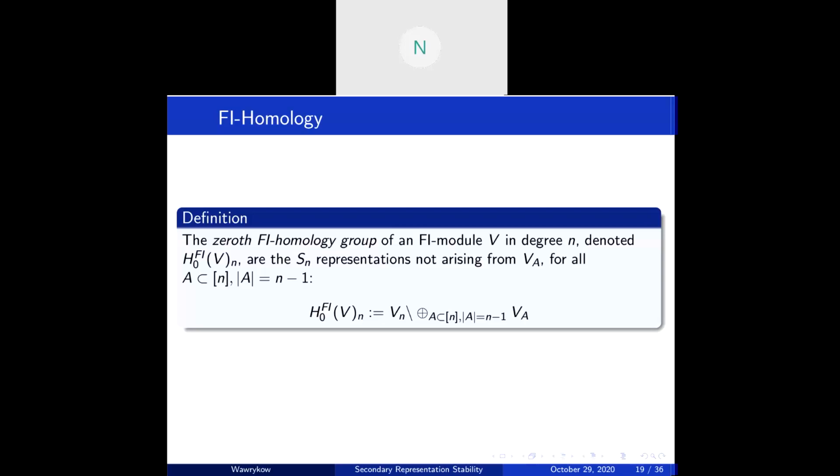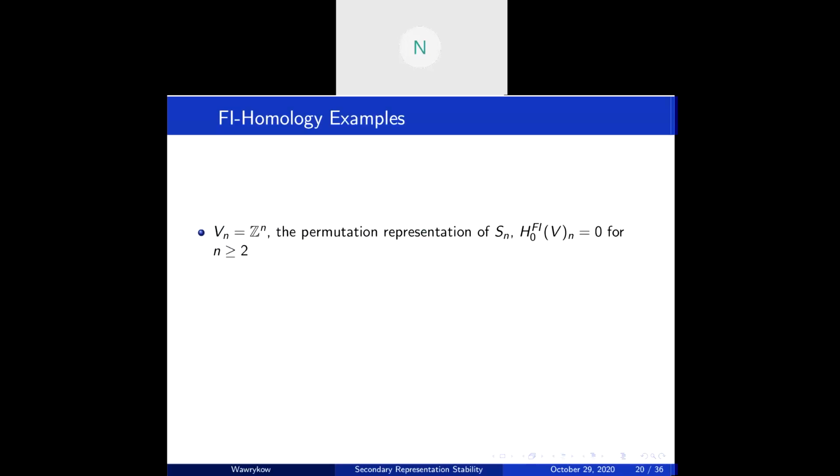In reality, the stuff to the right of this backslash, I could really just replace with the induced representation from S_{n-1} to S_n of V_{n-1}. This is just the new stuff that hasn't been gotten in the previous way. So what are some nice examples of this?